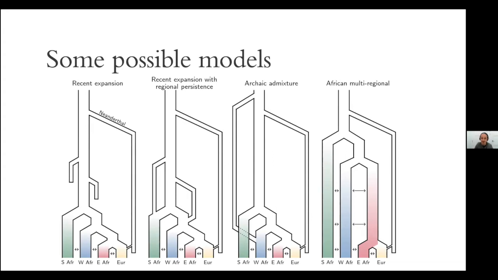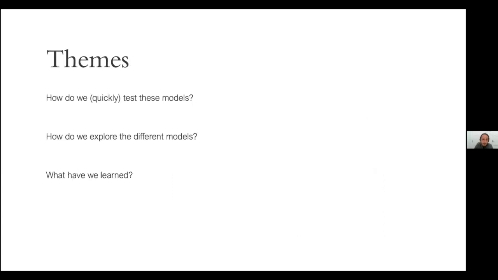And so what we've done in this slide is translate these models into these little pipes and arrows models that we know how to test using genetic data. And so that's going to be the topic of this talk. We'd like to see how well these different models are able to represent what we're seeing.